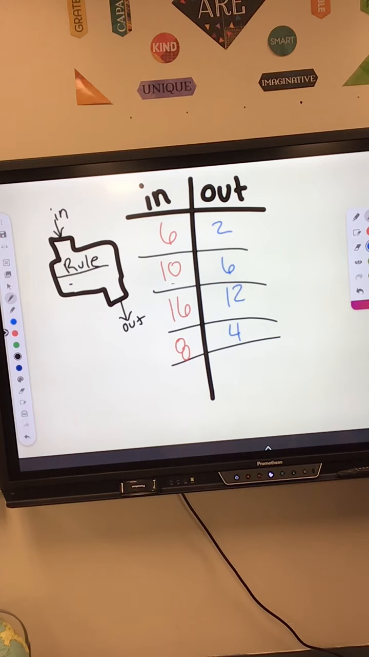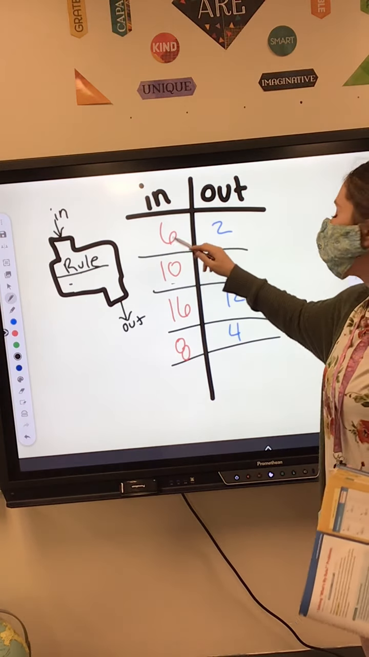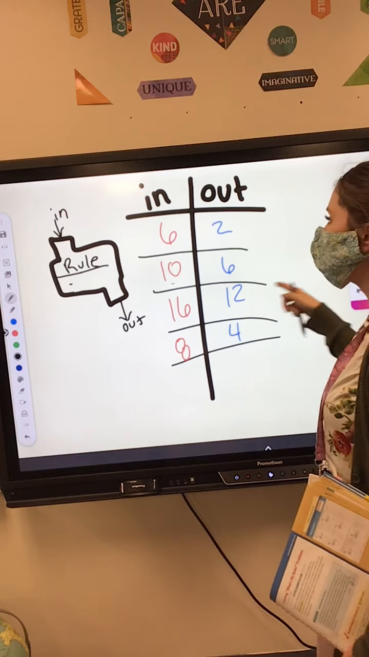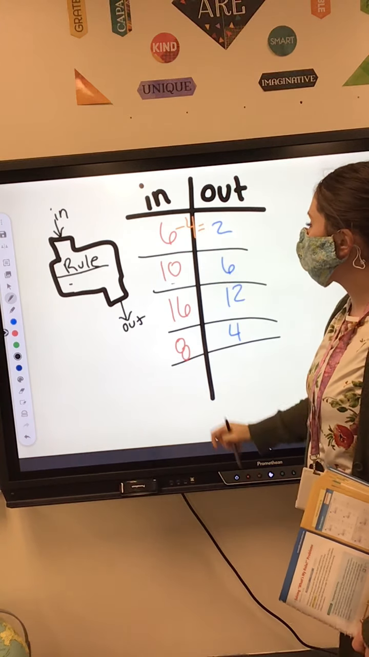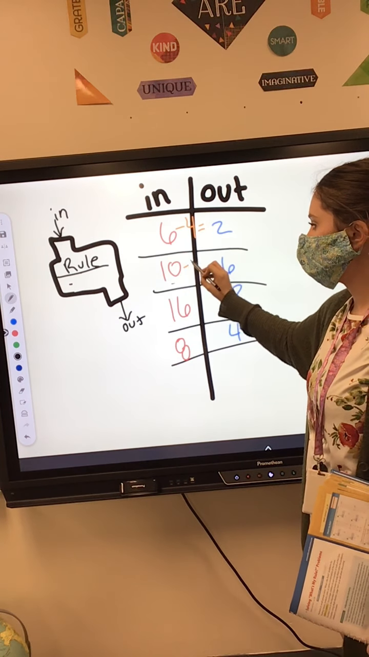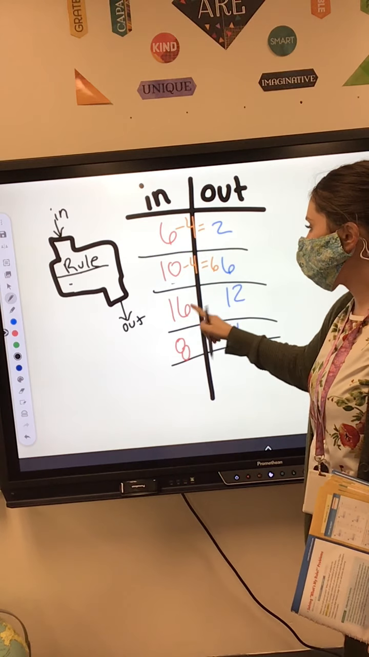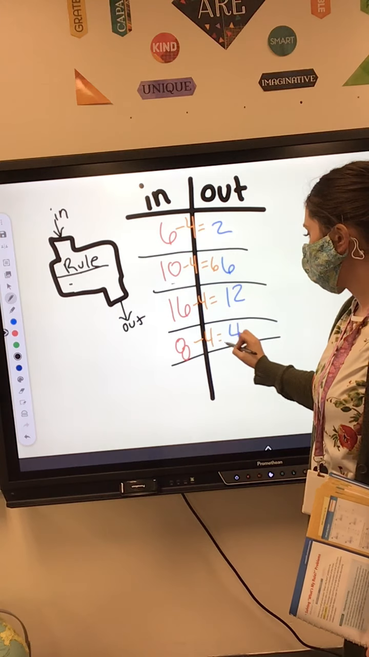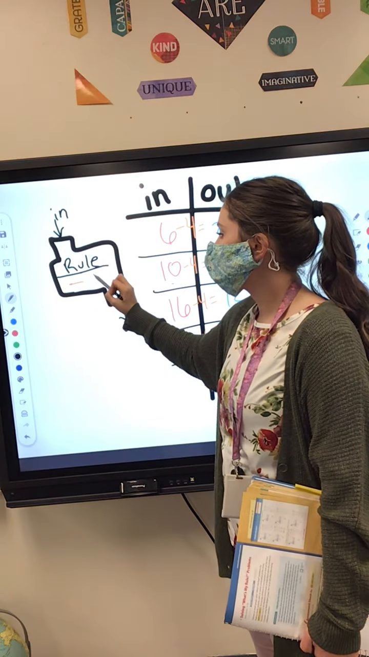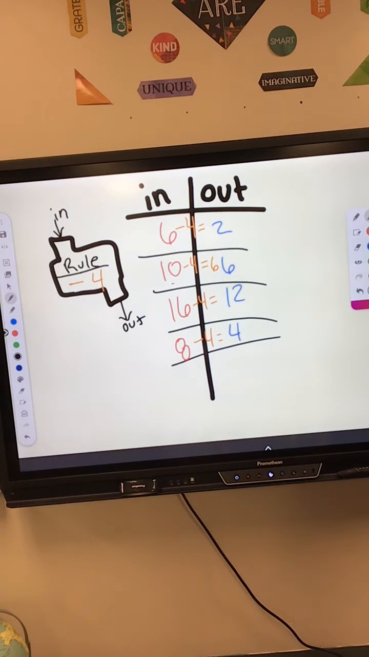Okay, let me see your board in 5, 4, 3, 2, 1. So if we start at 6, how do we get from 6 to 2? What do we have to do? 6 minus 4 equals 2. 10 minus 4 equals 6. 16 minus 4 equals 12. 8 minus 4 equals 4. What's the rule? Minus 4. Excellent work, second grade.